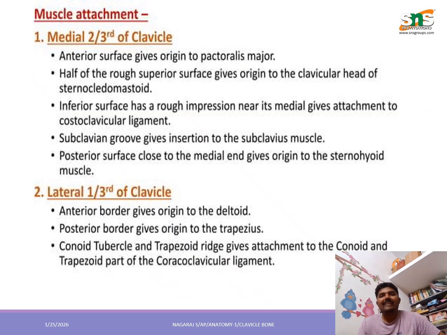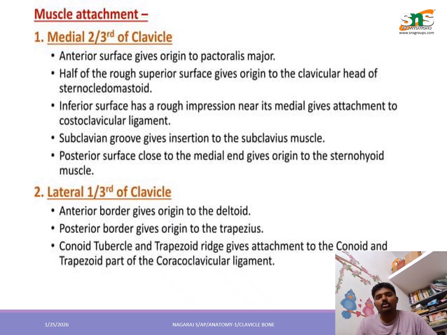Now the muscle attachments, one by one. The anterior surface of the middle two-thirds of the clavicle gives origin to the pectoralis major. The medial half of the rough superior surface gives origin to the clavicular head of the sternocleidomastoid. The inferior surface has a rough impression in the middle that gives attachment to the costoclavicular ligament. The subclavian groove gives attachment to the subclavius muscle. The posterior surface close to the medial end gives origin to the sternohyoid muscle.